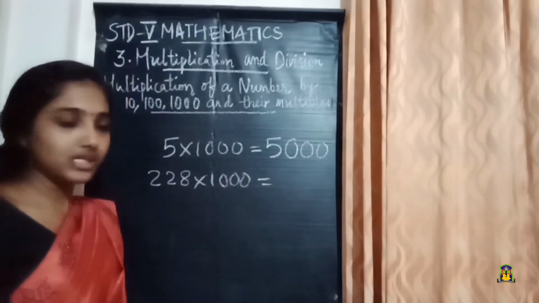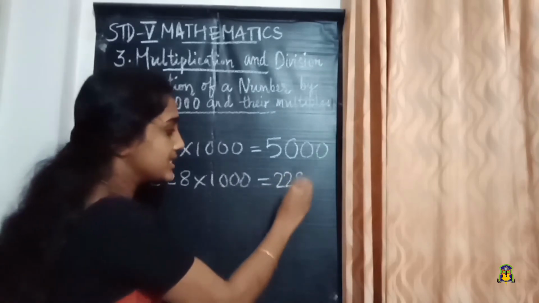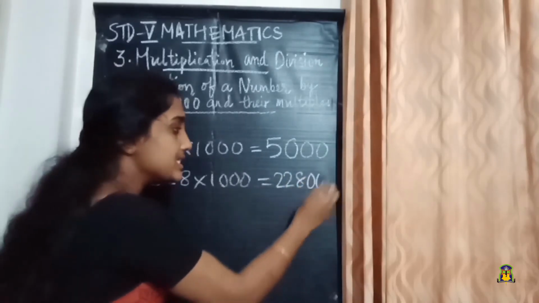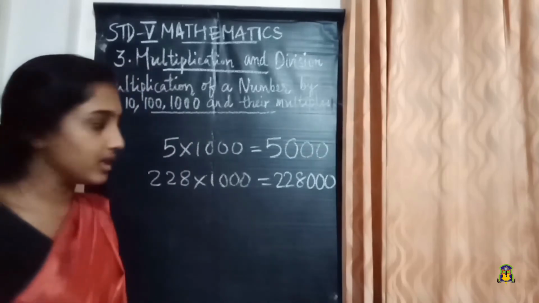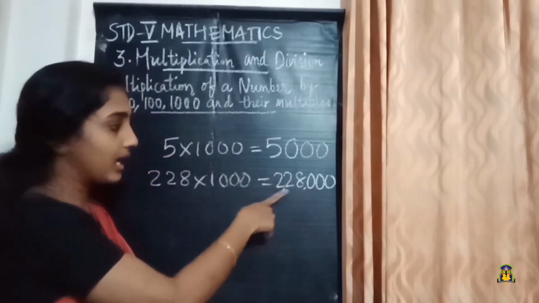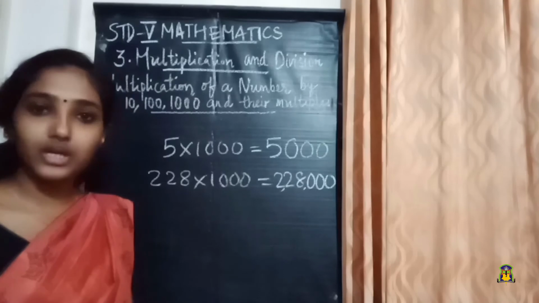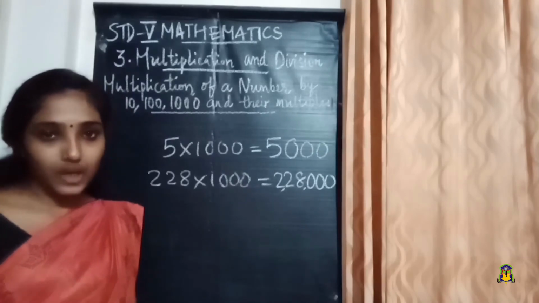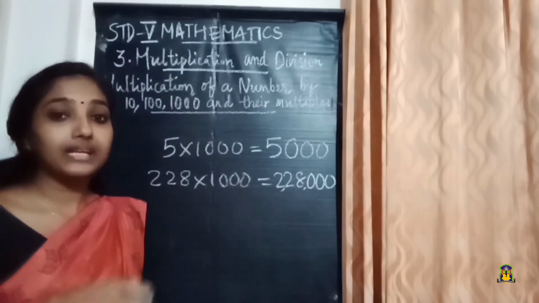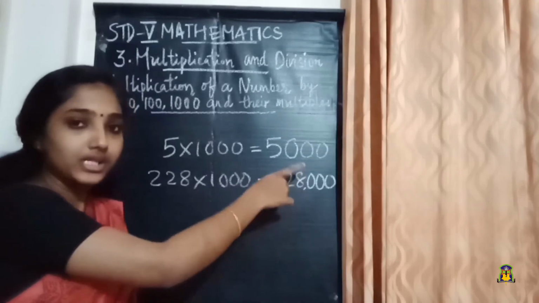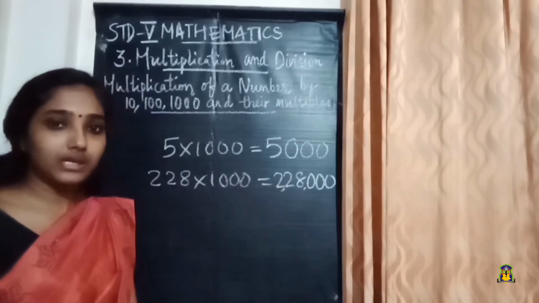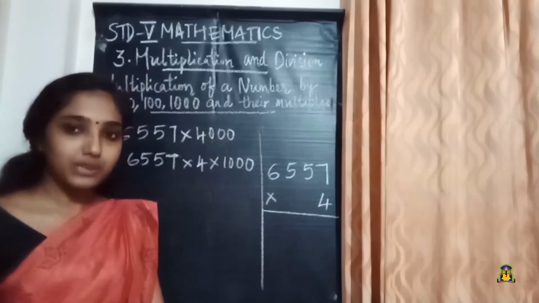228 into 1,000. 228 into 1,000 is that number 228 with 3 zeros in its right hand. Okay, so the number becomes 2,28,000. Okay, to multiply a number with 1,000, we have to add 3 zeros in the product. There should be 3 zeros in the product.